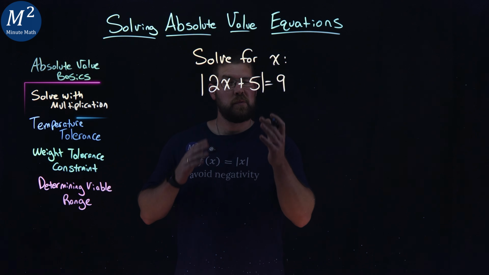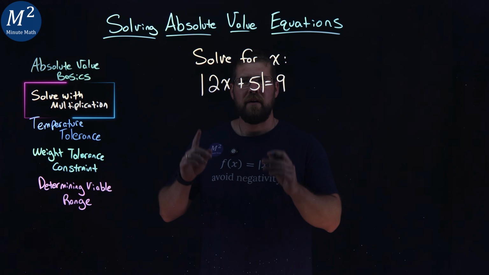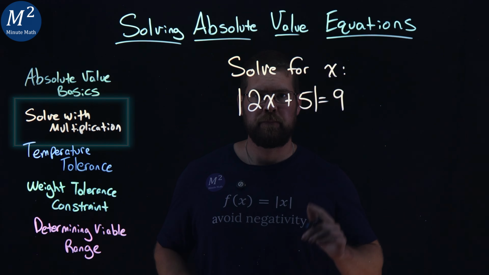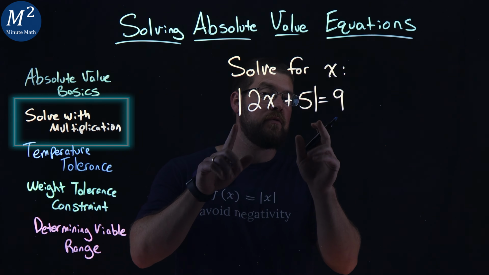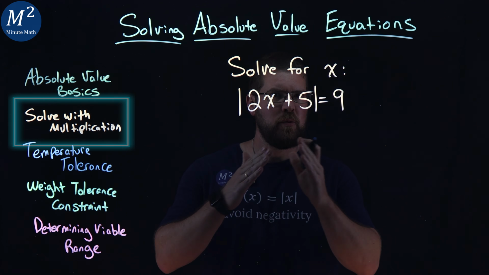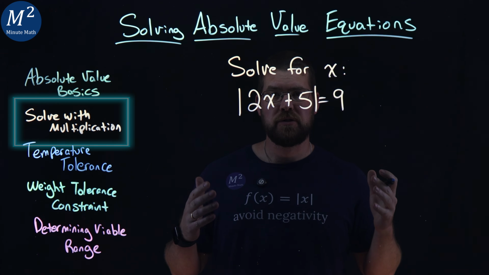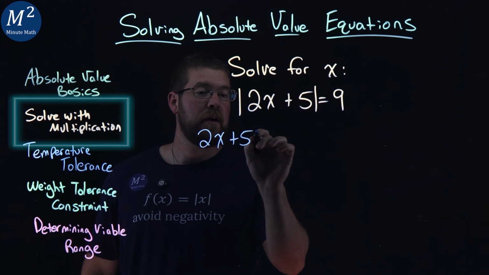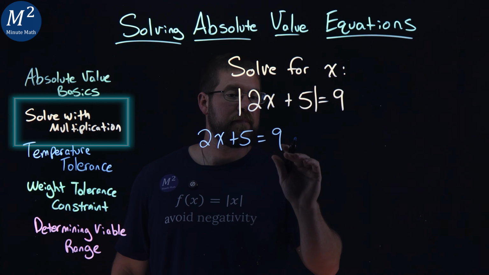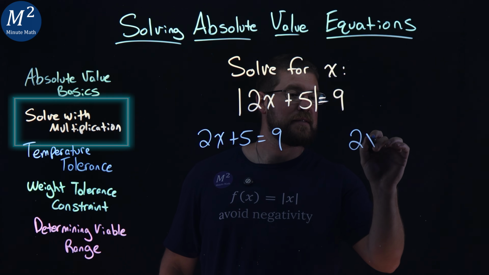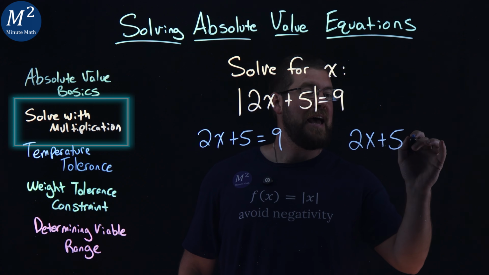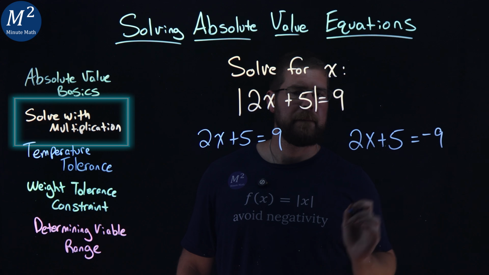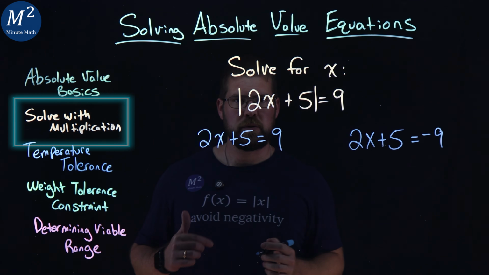Now let's solve for x with this multiplication type problem. We have the absolute value of 2x plus 5, and that's equal to 9. Okay, since we have the absolute value by itself on one side of the equation, we can separate this into two different equations to solve. We take the inside, the 2x plus 5, and we set it equal to a positive 9. Then we rewrite this, 2x plus 5, and we set it equal to a negative 9, the opposite there. And now we want to solve each one of these individually.